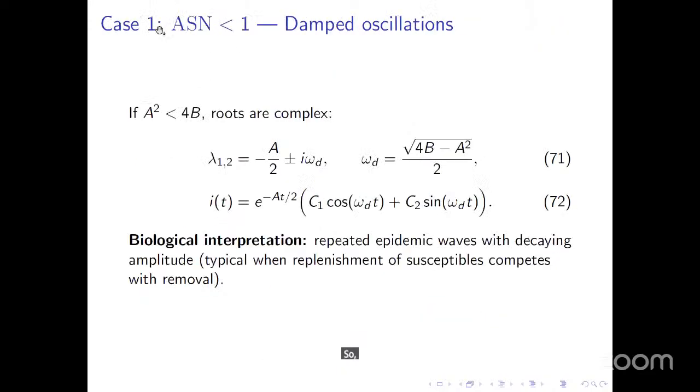So the first case, if the strength number is less than 1, this is the case where A squared is less than B over 4, so the roots are complex. The biological interpretation of this will be that we have repeated epidemic waves with decaying amplitudes. So this will be the biological interpretation of the first case.